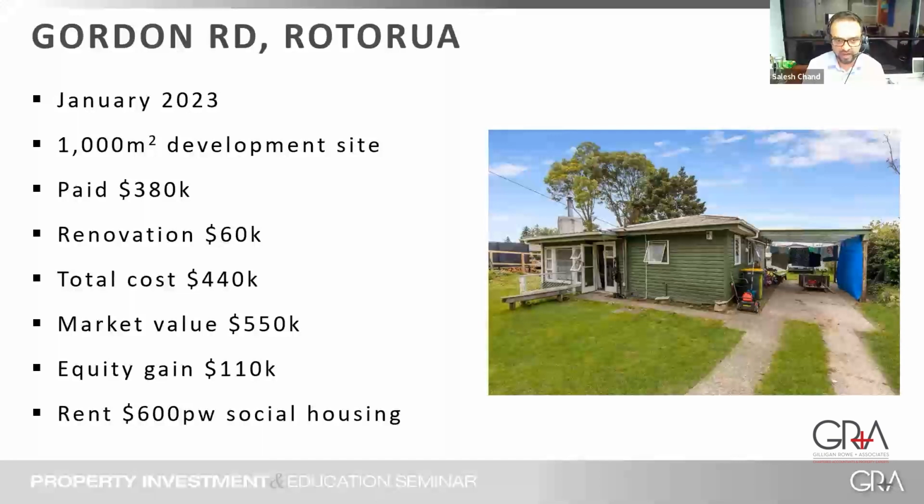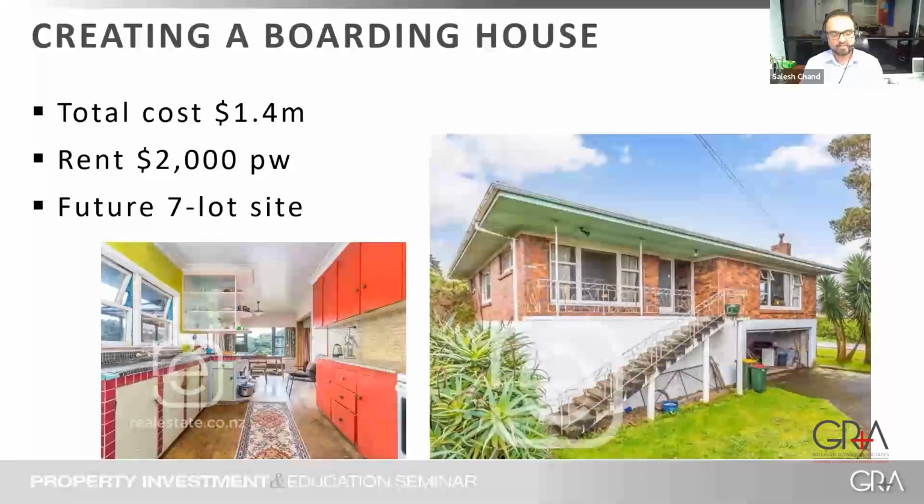So some of the properties you aim for are this kind of stuff. This is good for mum and dad investors, and over time they are going to go up in value. So this is another property that we bought that actually went wrong.